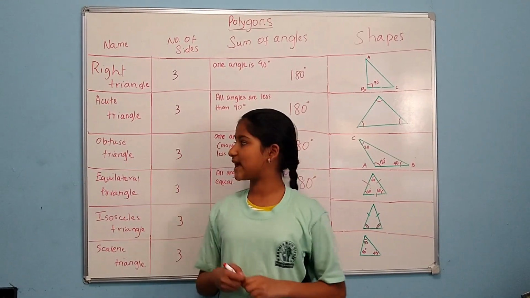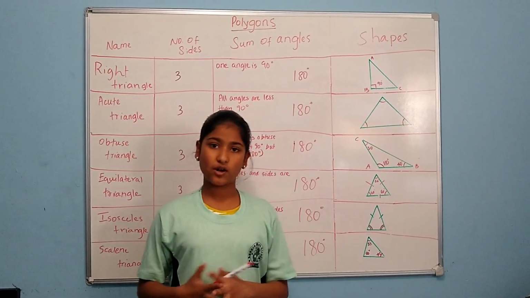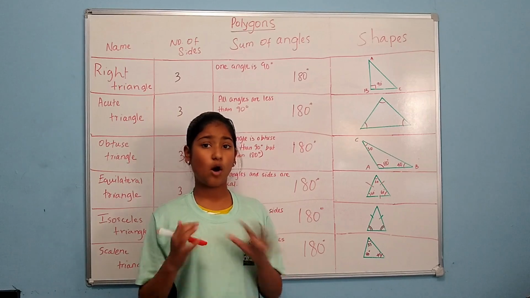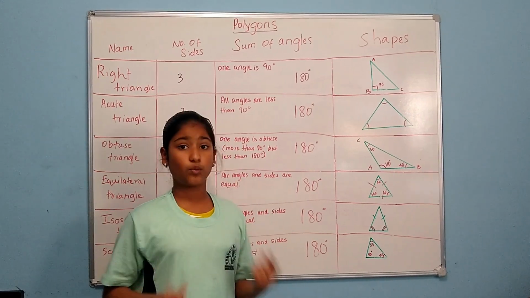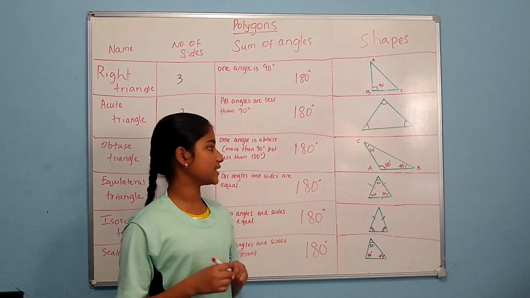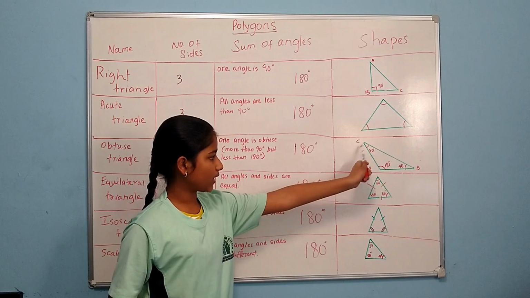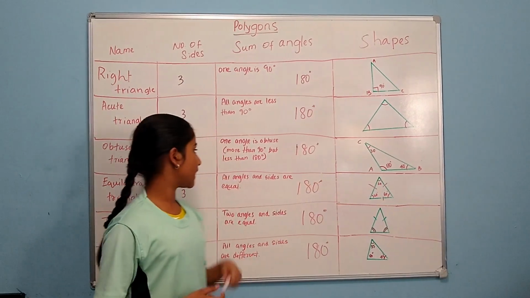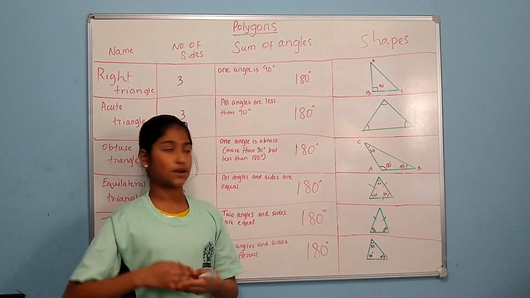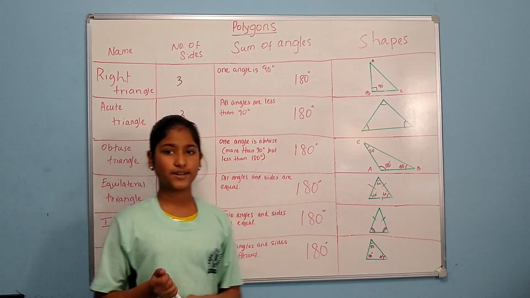By the name, you must guess that the angle is obtuse. Now, one of the angles in an obtuse triangle is obtuse. That is because all angles cannot be obtuse. Only one of them can be. One angle is above 90 degrees and the other 2 are less than 90 degrees. As you can see here, this is the obtuse angle and these 2 are acute. And one angle is obtuse, meaning more than 90 degrees but less than 180 degrees. And the sum of all of the angles is 180 degrees.